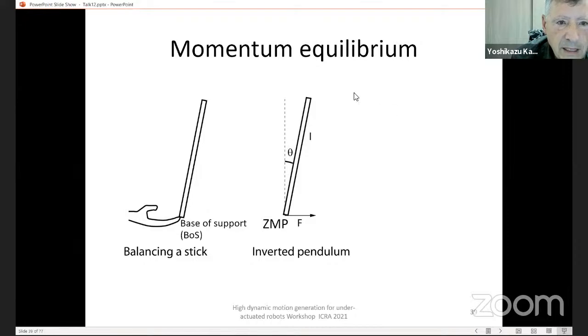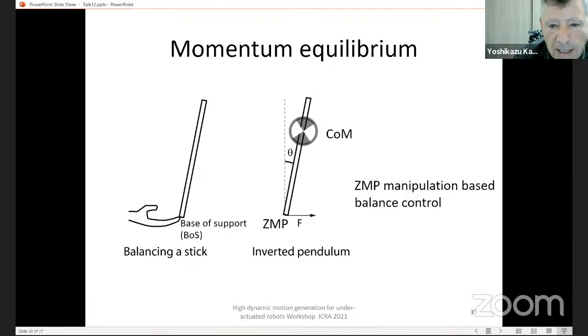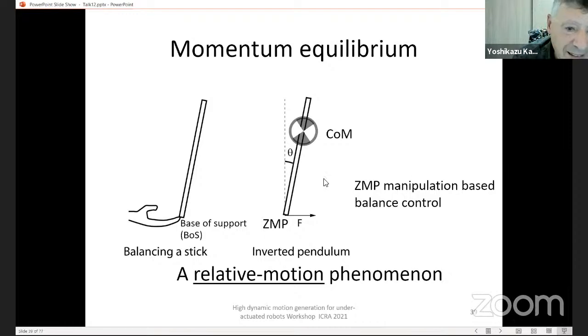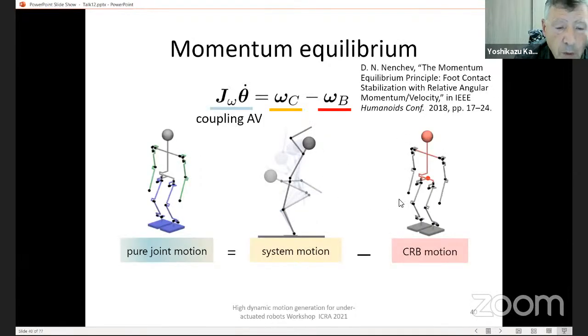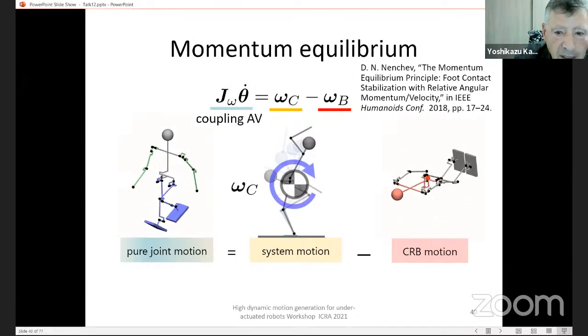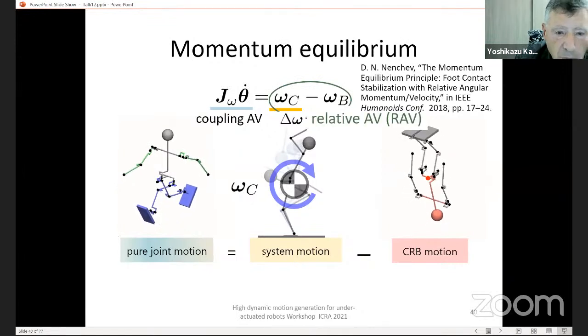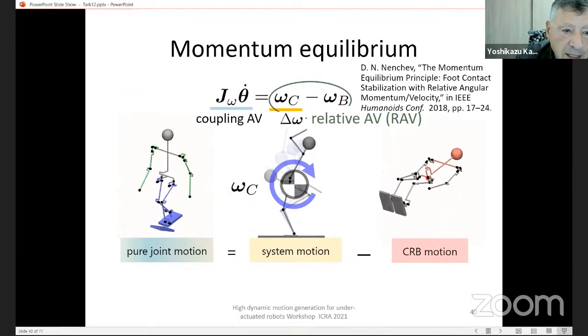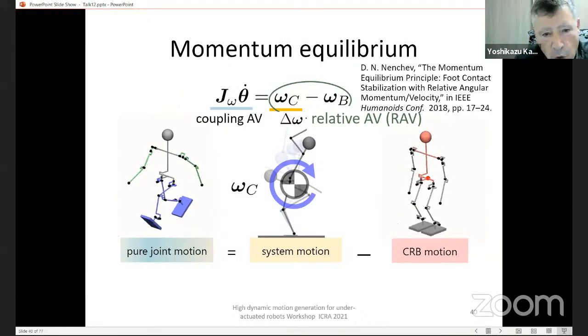Now let me talk about the momentum equilibrium. So we use this idea for the inverted pendulum, and balance control is very well known, ZMP manipulation-based balance control. And this is a relative motion phenomenon. What about this in the angular momentum? So we can rewrite the angular momentum, angular velocity equation in this way, putting the coupling angular velocity on the left side. On the right side, you have a finite difference. So you have a CRB motion, we call this the relative angular velocity, actually. So you have pure motion and a CRB motion component.